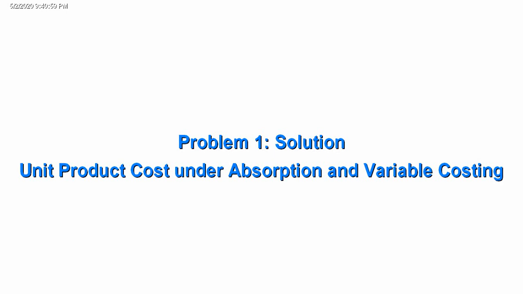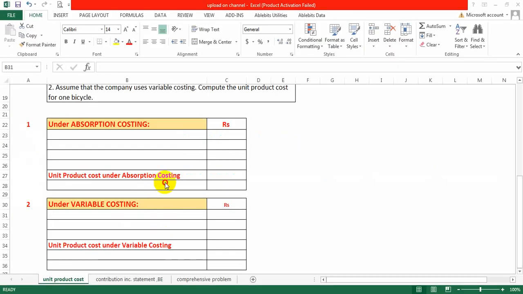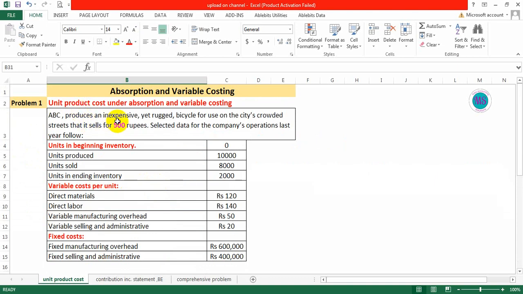Okay students, we are going to discuss problem number 1. In this problem, we will compute unit product cost under absorption costing and variable costing. The problem is: ABC produced an inexpensive yet quick bicycle for use on the city's crowded streets that it sells for 500 rupees. Selected data for the company's operations last year follows.